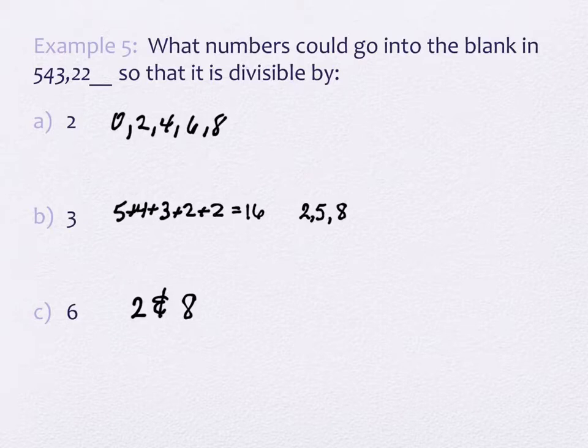So to be divisible by 6, it's got to be divisible by 2 and 3. And these 2 numbers, namely 2 and 8, are in both of those lists, right? I see it here and here, here and here. Good job.